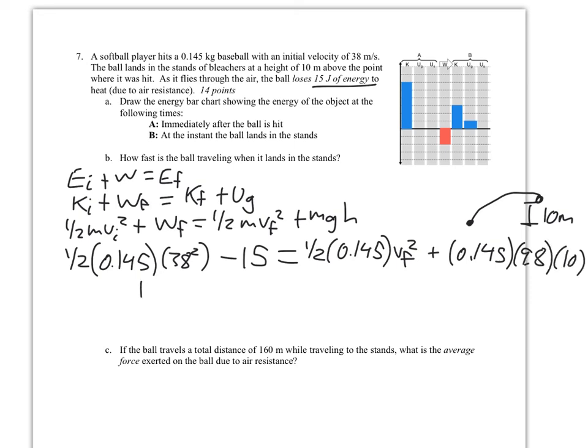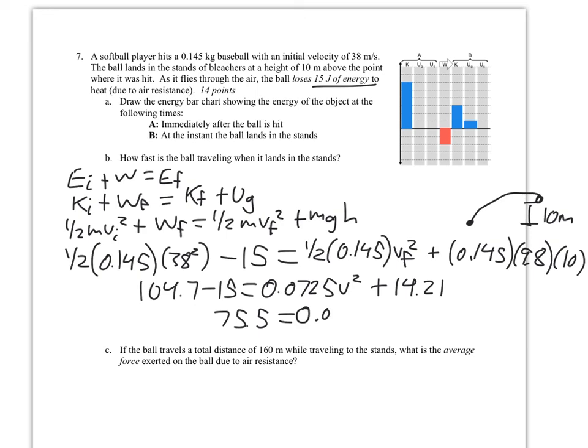And so we end up with 104.7 minus 15. It's going to be equal to 0.0725 v squared plus 14.21. All right. We do a little bit of math here and get this number by itself, and it ends up being 75.5 is going to be equal to that kinetic energy term, which means that v squared equals 1041. So v is just 32.3 meters per second when we take that square root.